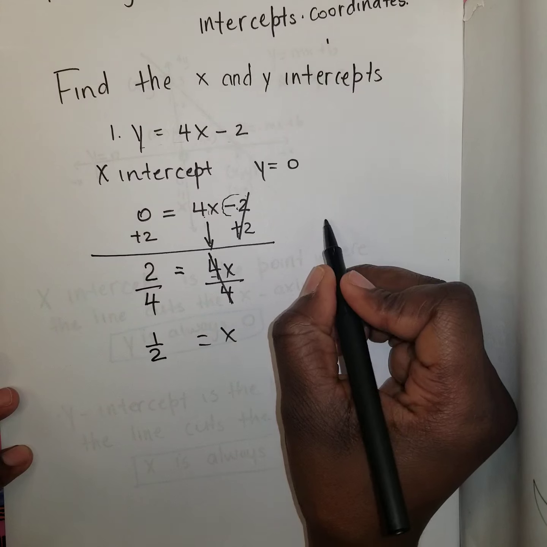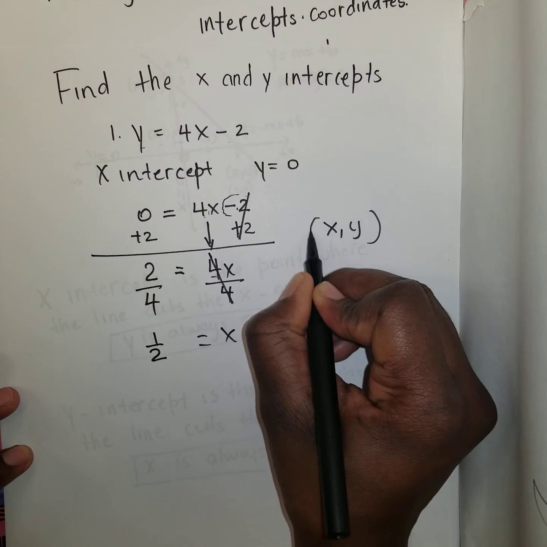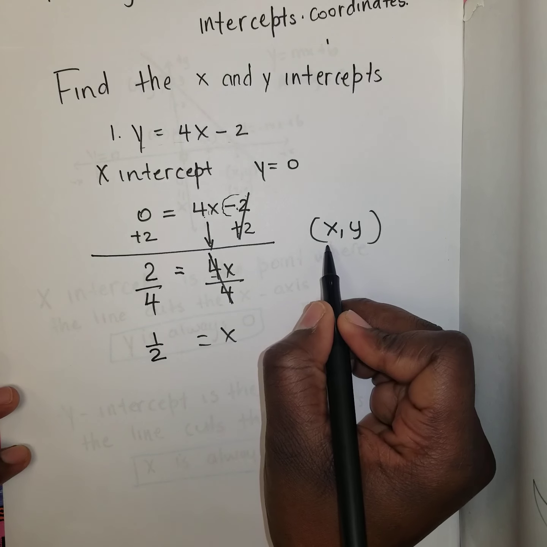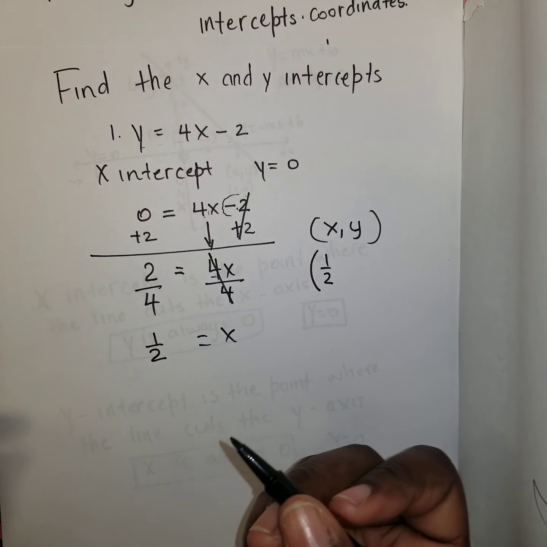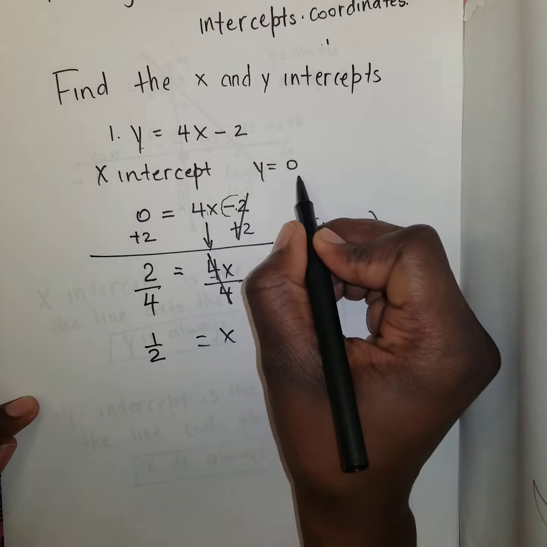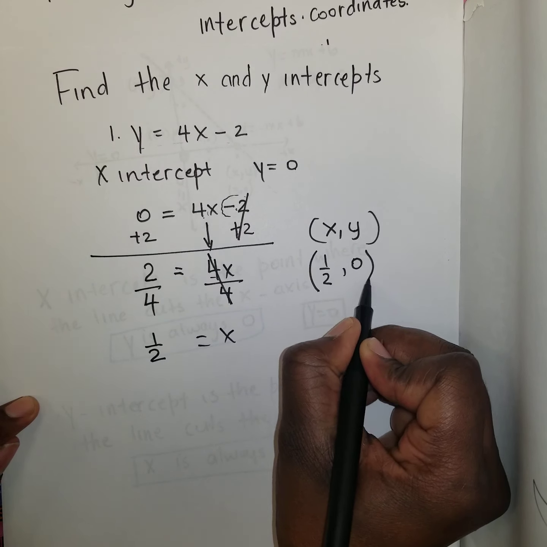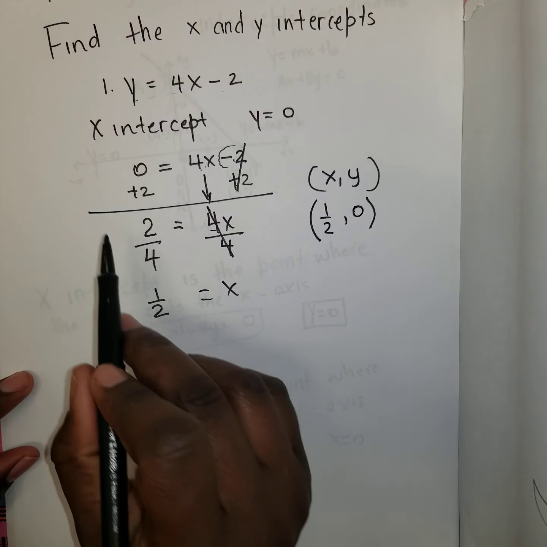So the coordinate, guys, has an xy value. So tell me the x value first, which is 1/2. Some people say 0.5, that's okay. And the y value is 0. So that's your first coordinate for the x-intercept.